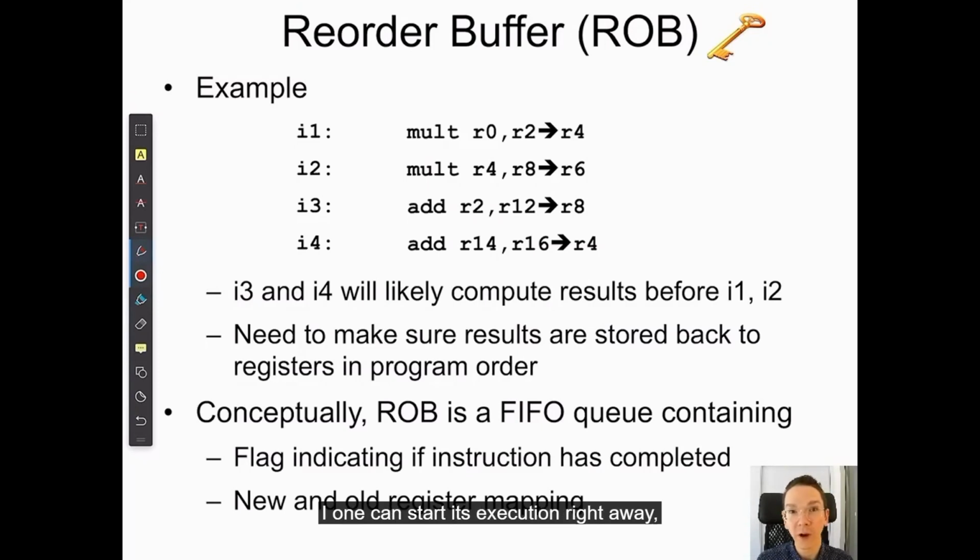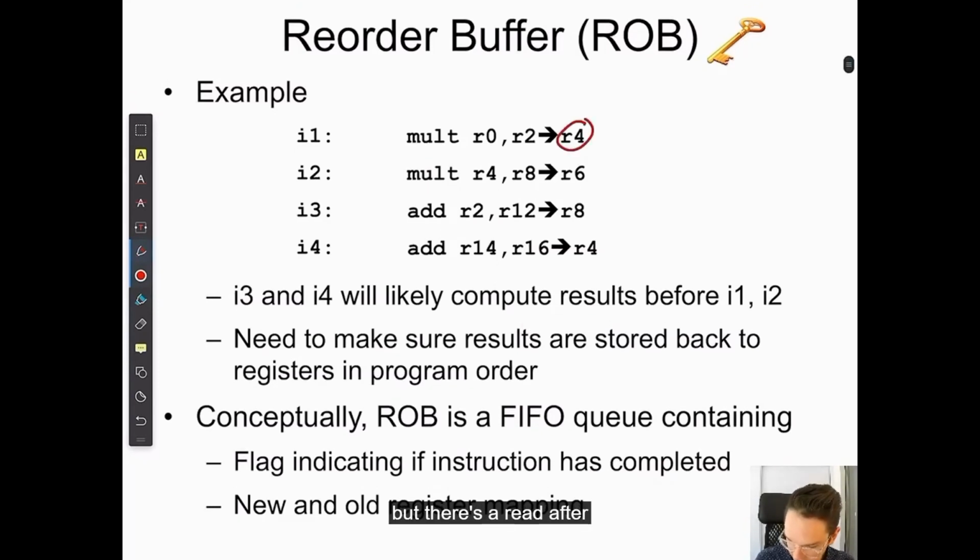are ready. I1 can start its execution right away, but there's a read after write dependence on R4. So I2 must wait until that version of R4 is available. But meanwhile, with out-of-order execution, it's likely that instructions 3 and 4 will compute their results before the long latency and data-dependent multiplies of instructions 1 and 2. Because their register inputs, their operands, we'll assume that they're ready in the register file. So there's no dependence here.